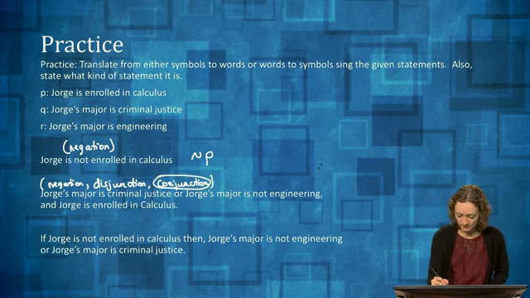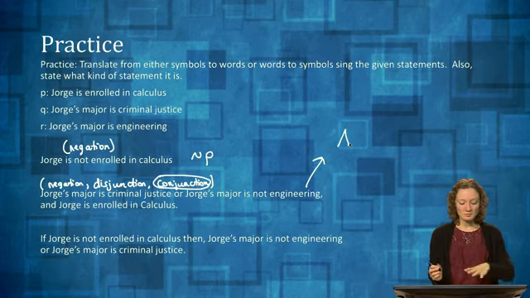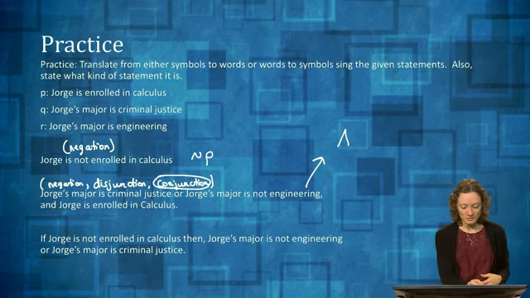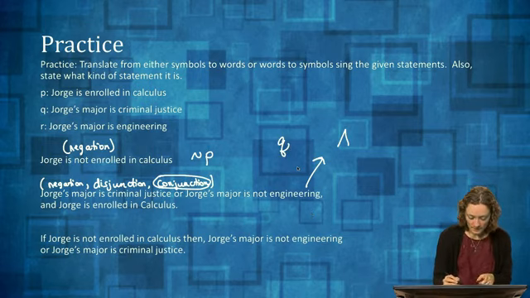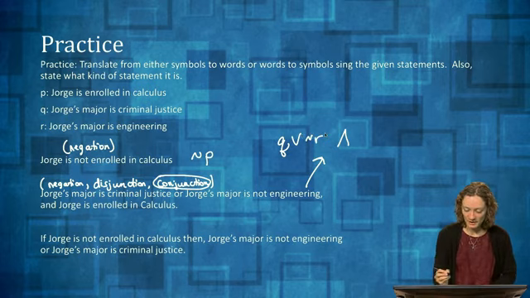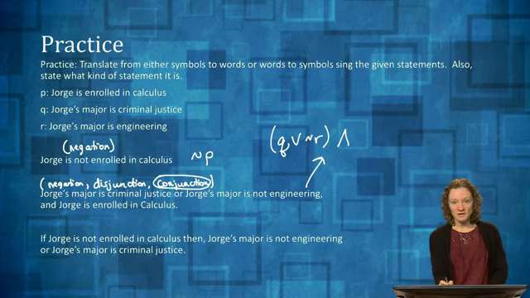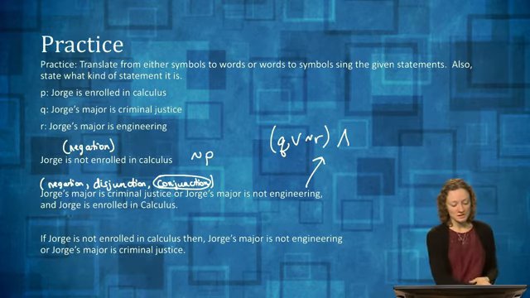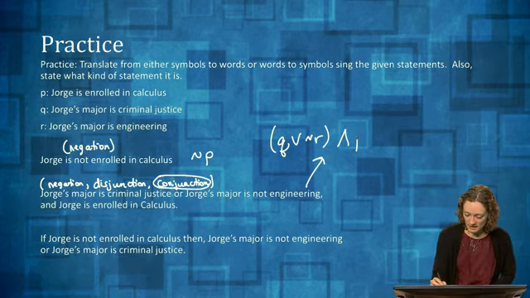Down symbol. Let's write it here. Okay, so what comes before the and? George's major is criminal justice, or George's major is not engineering. George's major is criminal justice is Q, or George's major is not engineering is negation R. And since those two things are supposed to be read together, there's a comma there telling you parentheses is going to be in place. Those two ideas go in parentheses. And then after the and, George is enrolled in calculus is idea P.